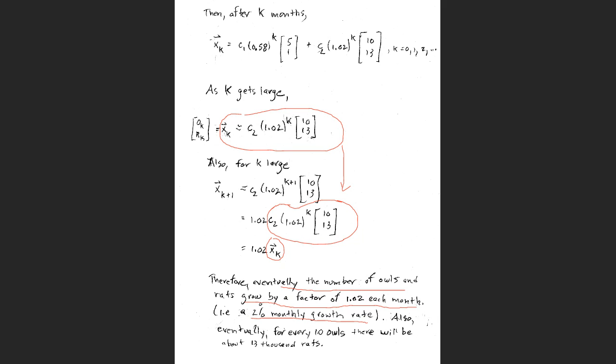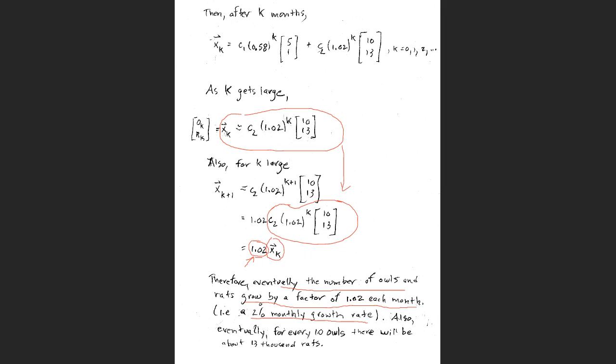But 1.02 means, if this 1.02 were 1, what would that mean about the population of owls and rats? What has it done if that coefficient is 1? It's stabilized. There's no growth. It's a 0% monthly growth rate. It's just unchanged. That's right. That's how I like to think of it, Solomon.